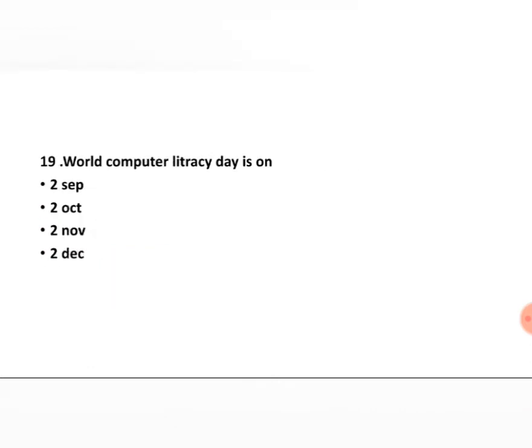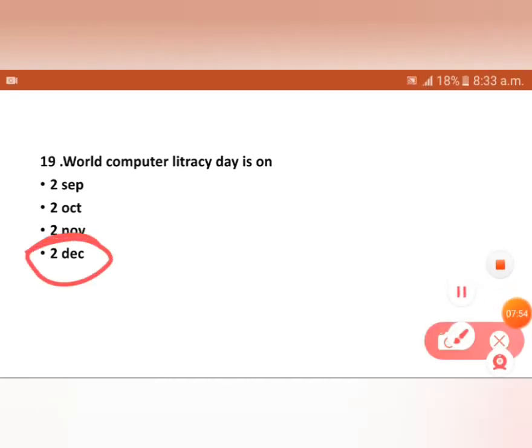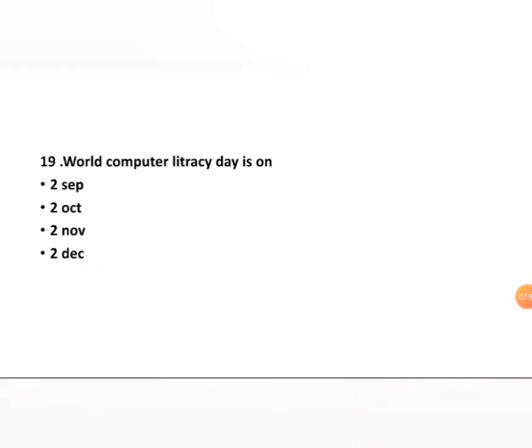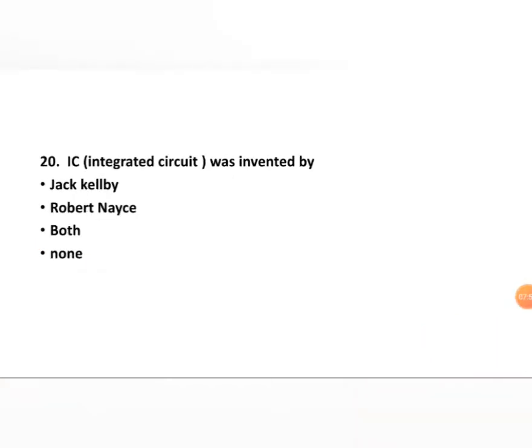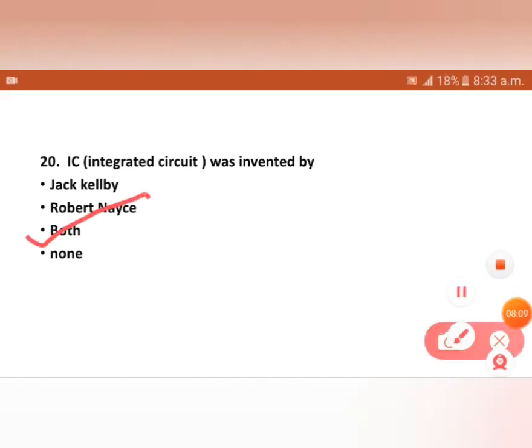Question number 19: World Computer Literacy Day is on 2 September, 2 October, 2 November, or 2 December. The correct option is option number D, 2 December. One more question, question number 20: IC, integrated circuit, was invented by Jack Kilby, Robert Noyce, both, or none. The correct option is option number C, both. Jack Kilby and Robert Noyce.